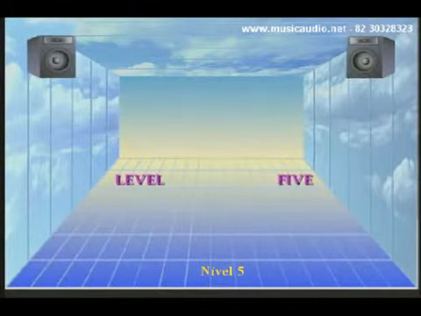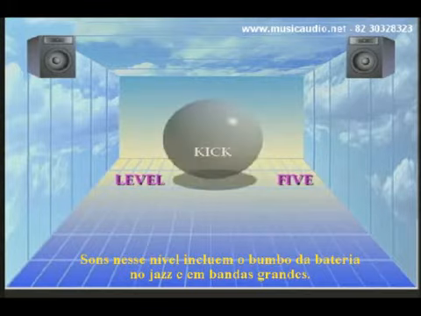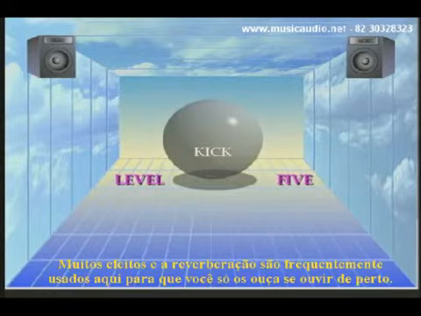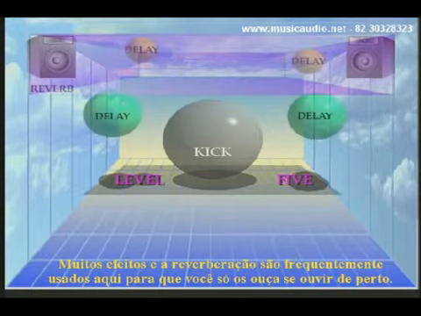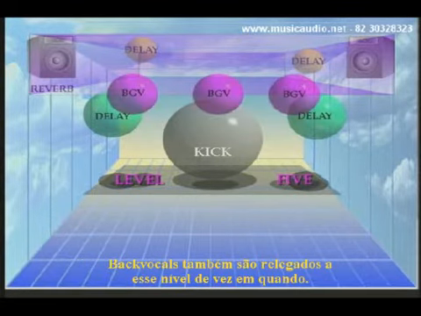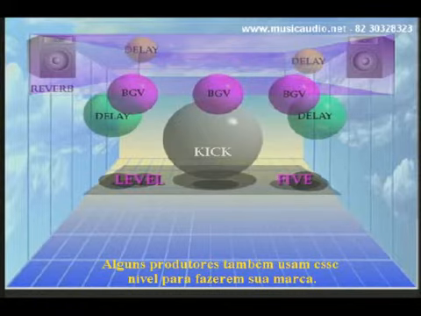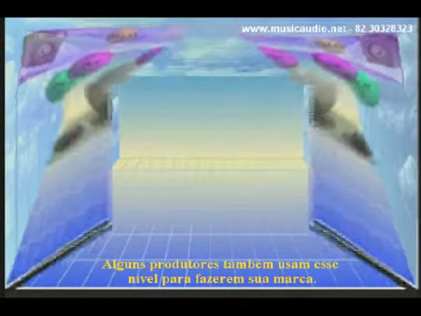Level 5. Sounds at this level include things like the kick drum in jazz and big band music. Lots of effects and reverb often get placed here so that you can only hear them if you listen closely. Background vocals sometimes also get relegated to this level. Some producers also use this level to make their mark.